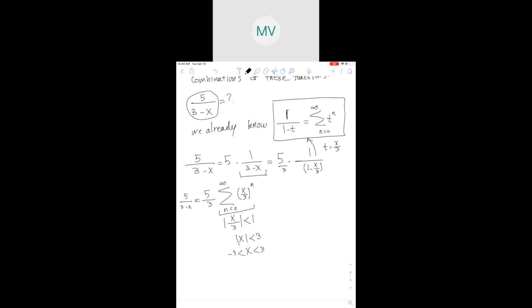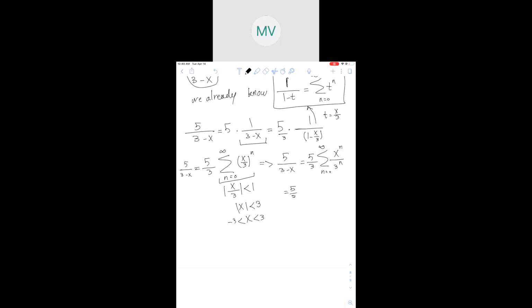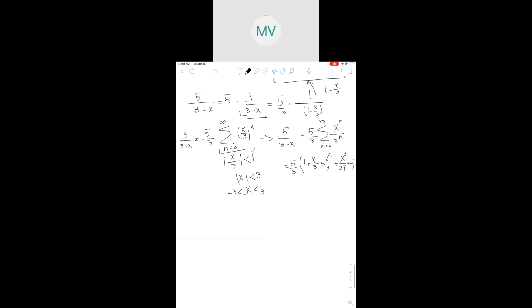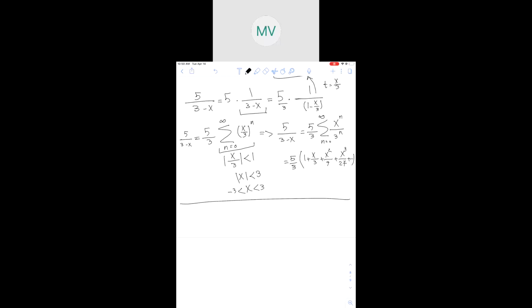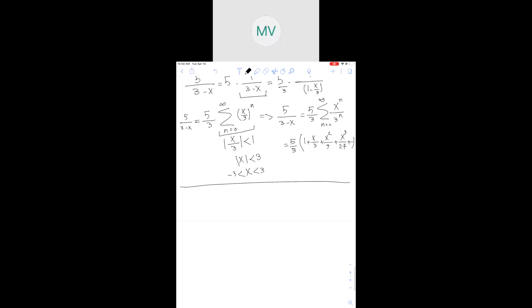Okay, and so that's it. That means the Maclaurin series of 5 over 3 minus x is 5/3 summation of x to the n over 3 to the n from 0 to infinity. And if someone is interested, you can write down terms to see what it looks like. So it's 1 plus x over 3 plus x squared over 9 plus x cubed over 27, and so on. Okay? Question on that? Let me do one more example. This one is very quick.